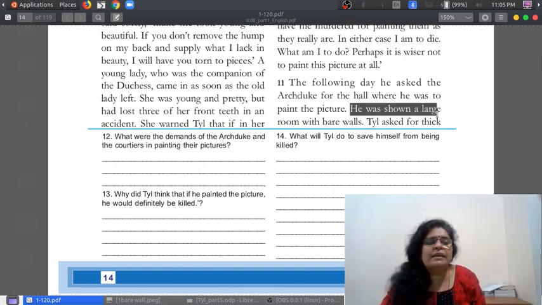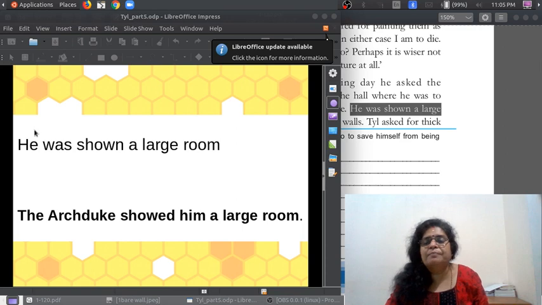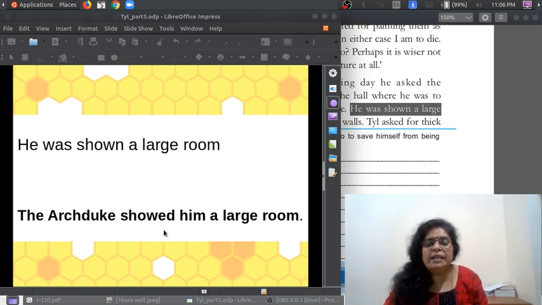He was shown a large room. Shown, what can be shown? Show, showed, shown. Okay, and listen here. Here are two sentences. He was shown a large room. And another: the Archduke showed him a large room. What is the difference between these two sentences? Is there any difference in meaning? No, there is no difference in meaning. Then what is the difference?